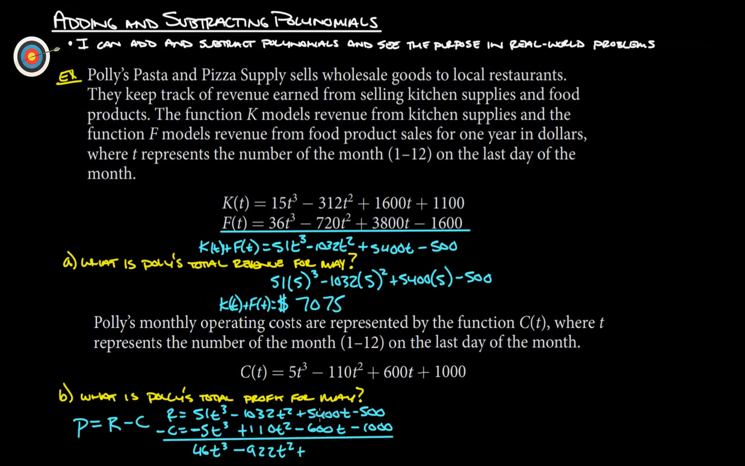Keep the sign of the bigger one, which is 5400 minus 600 is 4800t, and then negative 500 and negative 1000 is negative 1500. So now this is our profit, right? We're going to plug in 5 for all of our t's here to figure out the total profit for May. So profit for May is going to be 46 times 5 cubed minus 922 times 5 squared plus 4800 times 5 minus 1500.